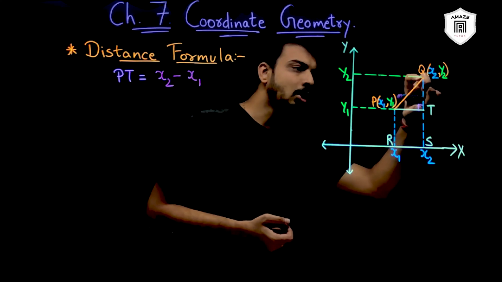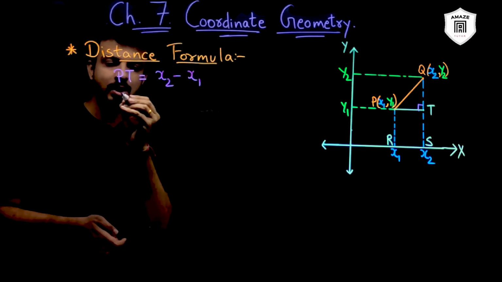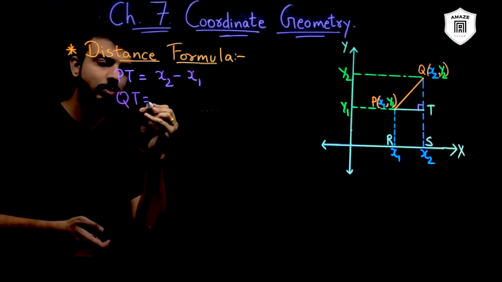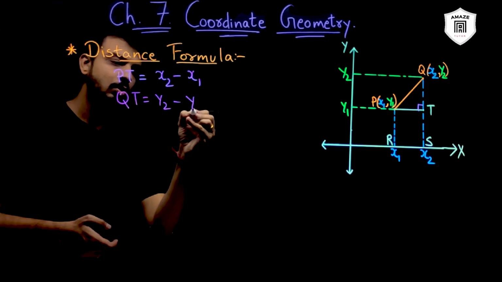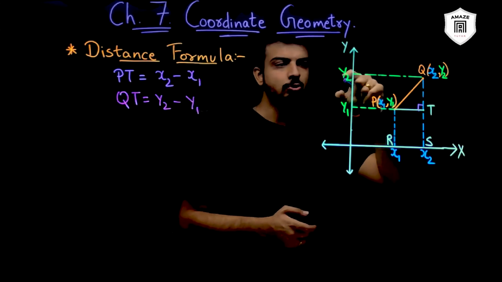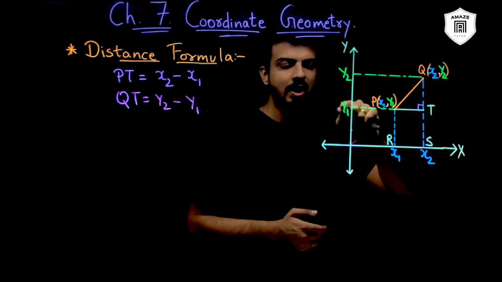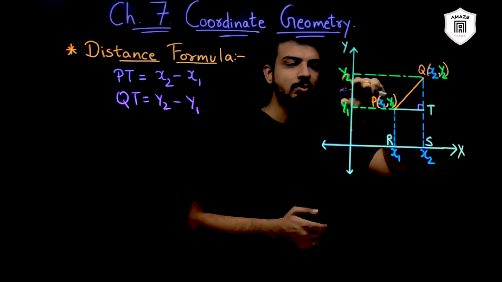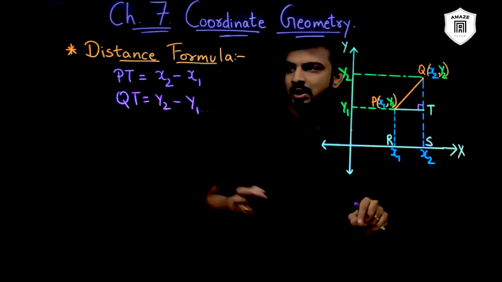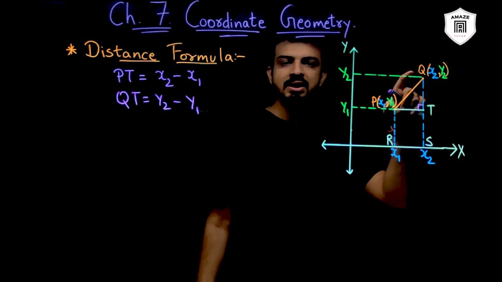Similarly, what will be this distance, QT? QT will be y2 minus y1, because initially we had 8 and 5. So we subtracted 8 minus 5, which is 3, this distance. Similarly, y2 here and y1 here, so we'll subtract, y2 minus y1 will give us the distance QT. Now we have PT, we have QT. Can I figure out PQ, which is the hypotenuse?